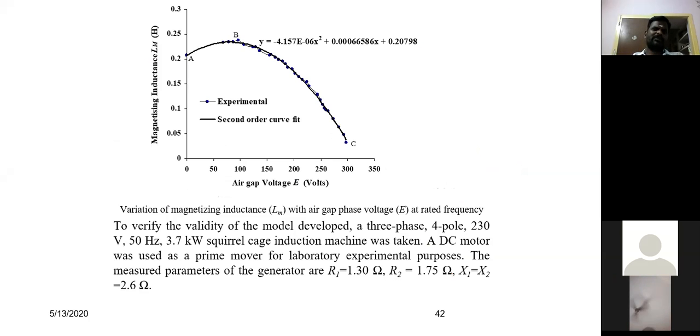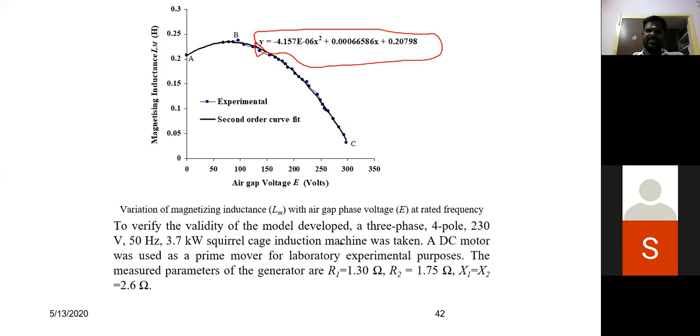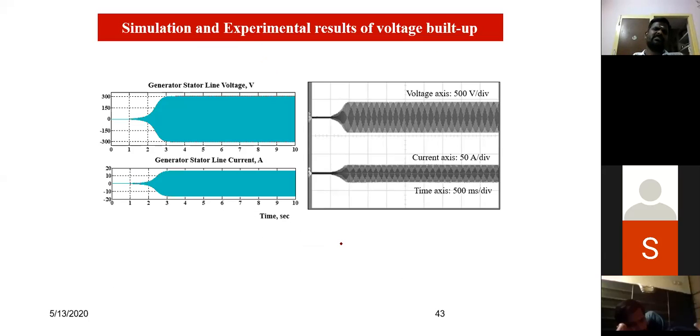This is the magnetizing inductance versus air gap voltage. This characteristic is very much essential for simulating the induction machine. Here we are going to operate in the saturated portion of the magnetization characteristic, so we need to apply the curve fitting technique. From curve fitting, we will come to know the E versus XM characteristics, which is also very much essential.